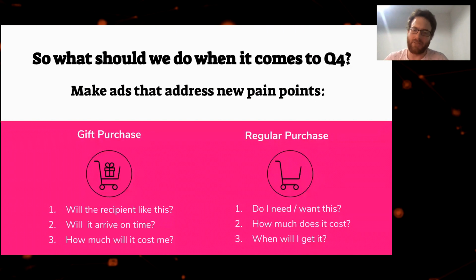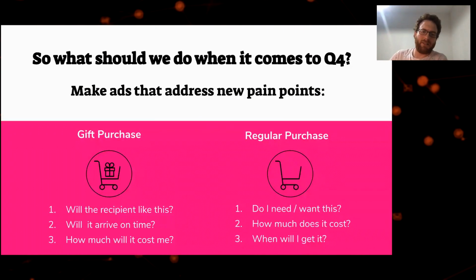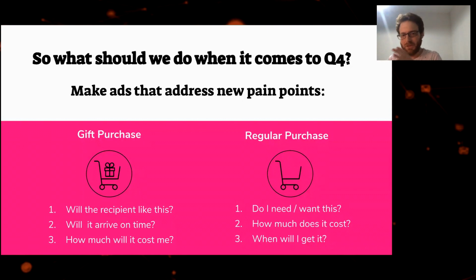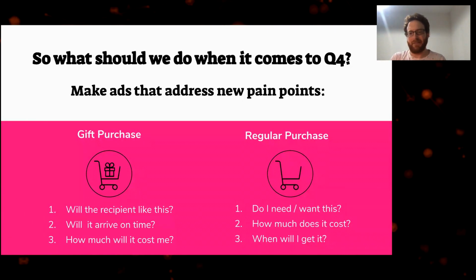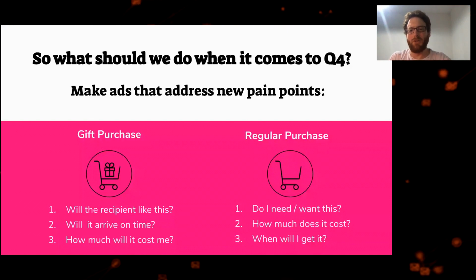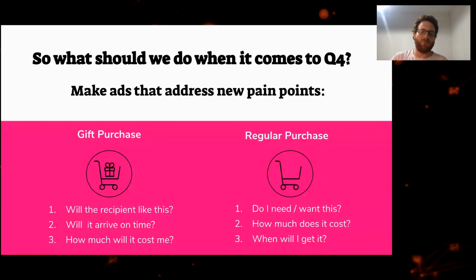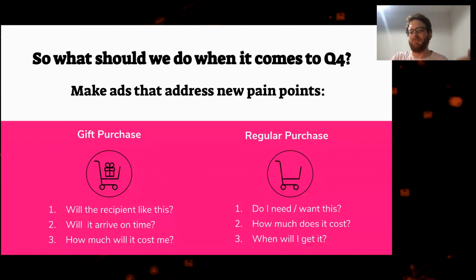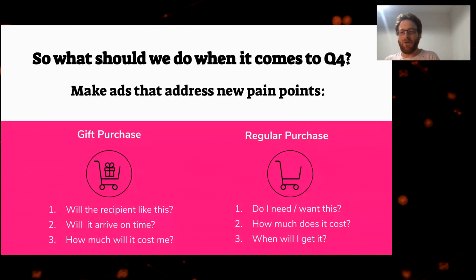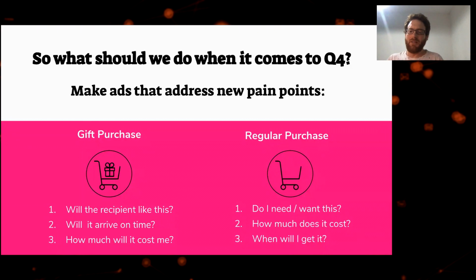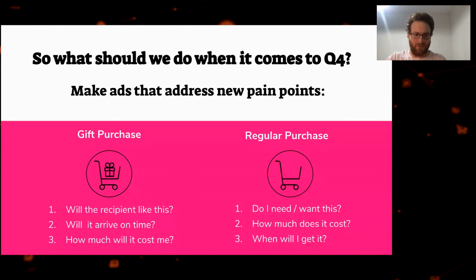The important thing is your bread and butter creatives, the evergreen creatives, will still work, and they will work better than ever. But what we do need is to make ads that address new pain points that our normal users don't have. With a regular purchase, what we want is for the viewer to think to themselves, I want this product, I need this product. The priority is first the product and its quality, then how much it costs, and then things like when will I get it, and great customer service, and so on.